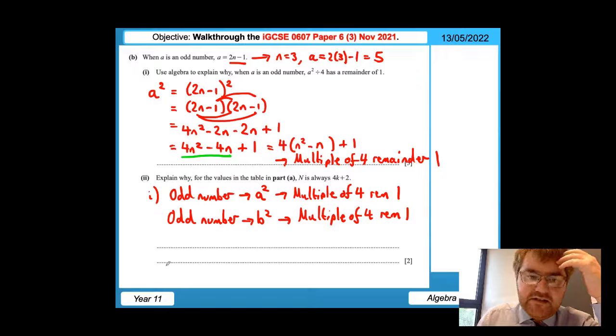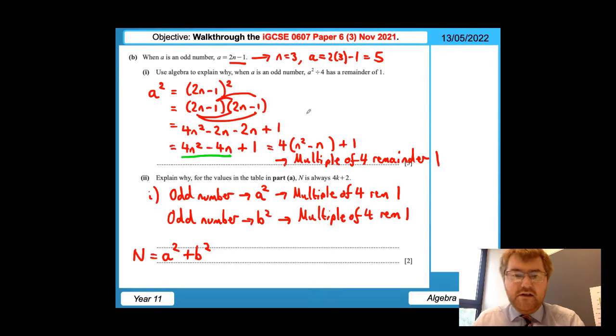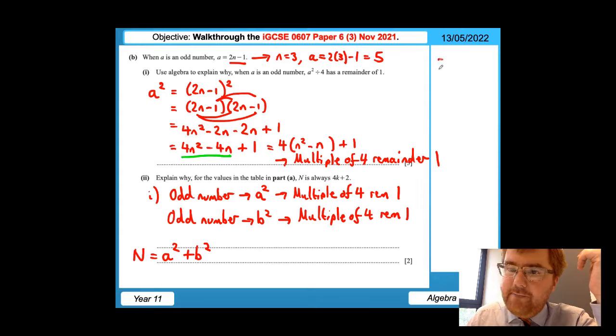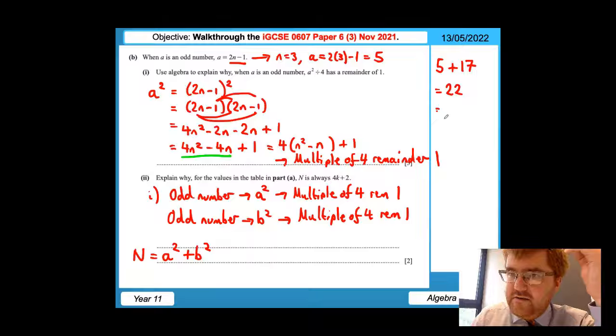So if we add them together, so we do the a squared plus b squared, remember that is equal to n here. You can go back to the table and check that here. So if we sum two numbers that are multiples of 4, remainder 1, well, let's just give you some numbers to show here. So 5 would be one of those numbers, for example. And let's say we add that to 17. Now if I add that together, I get 22, which is 4 times 5 plus 2.